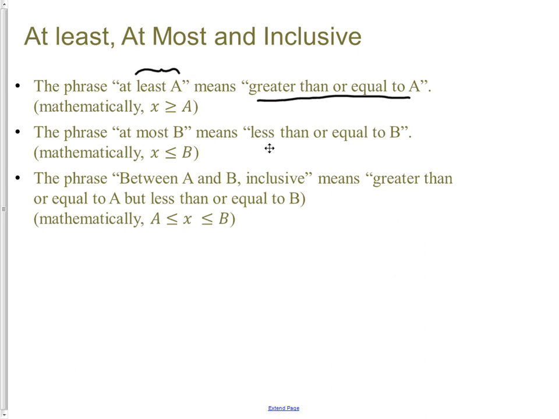At most is sort of the opposite, it means less than or equal to B. And between A and B inclusive means greater than A, but possibly equal to A, and less than B, and possibly equal to B. So the word inclusive means that we're including the endpoints. If you were to see the word exclusive, it would mean that we exclude the endpoints. So that would be more like events that fall between A and B but do not include A or B. So we have a little bit of a difference there. All right, we'll use these terms here in a minute.